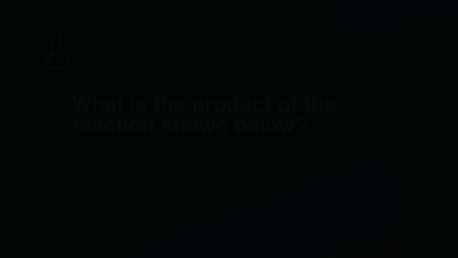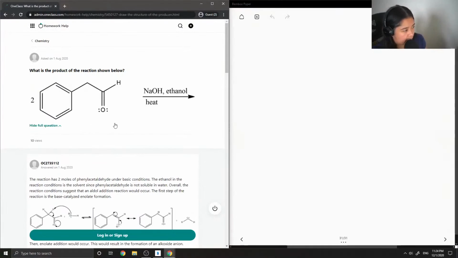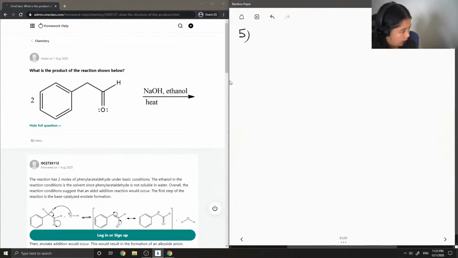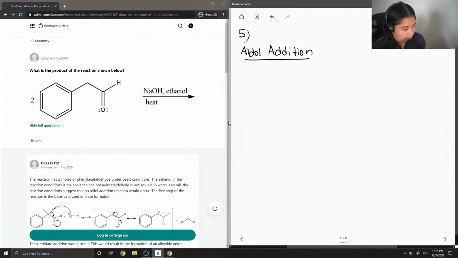On to question 5. What is the product of the reaction shown below? So notice we have an aldehyde and it reacts under basic conditions with heat. So this is an example of an aldol addition. Notice that there are 2 moles of this phenylacetaldehyde, so it actually reacts with itself in order to form the final product.